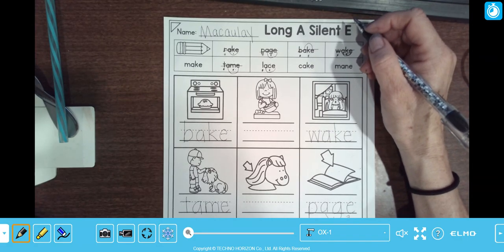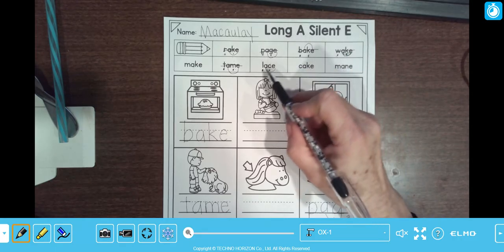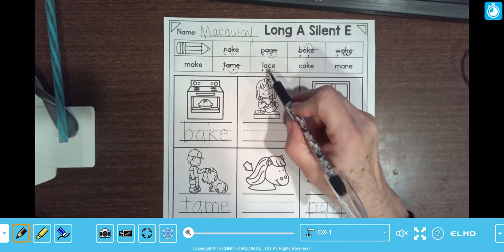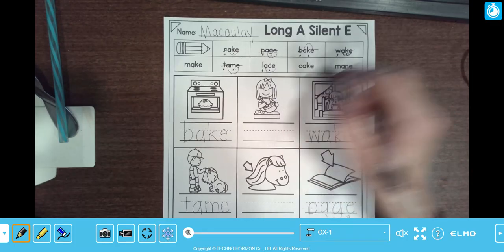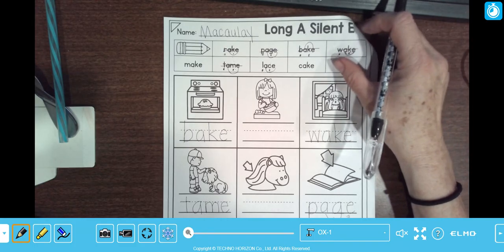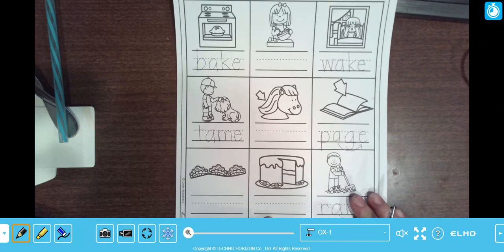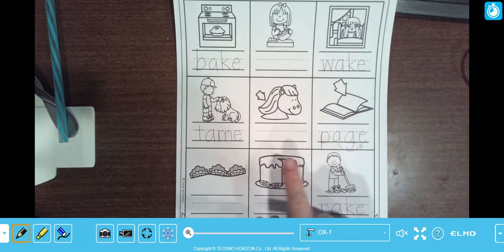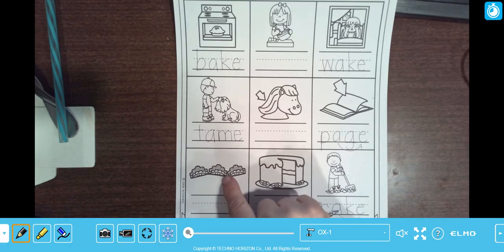Sometimes the C makes a K sound, and sometimes the C makes an S sound. So let's read it. L, A, S. What is this word? Yeah, it's the word lace. So which one of these pictures shows us lace? Is it this one, this one, this one, or this one? Yeah, well, this is lace.